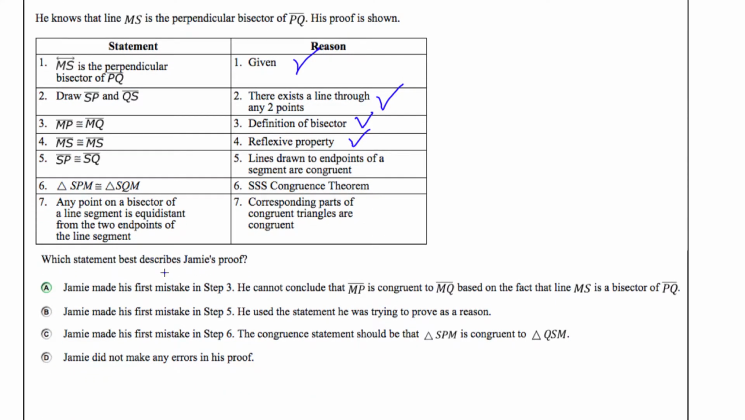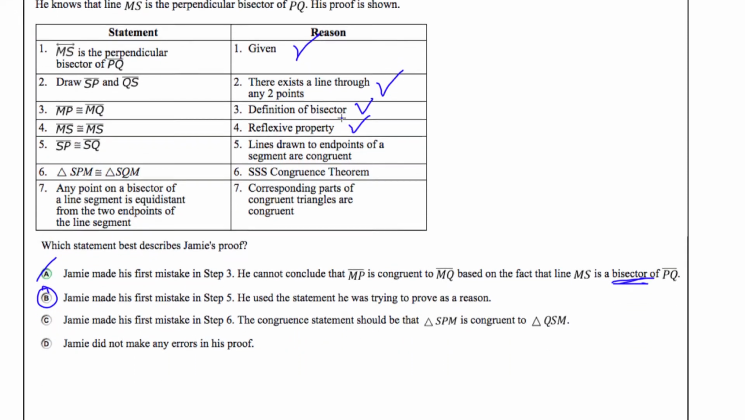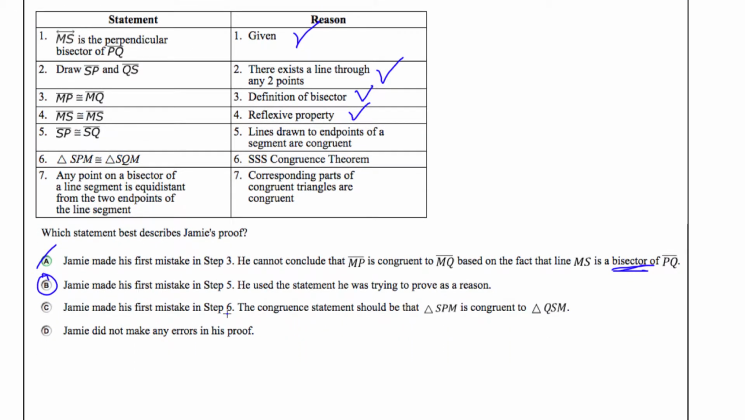All right, which of these statements best describe his proof? He made his first mistake on step 3. He cannot conclude MP and MQ. No, you're allowed to do that. That's what the perpendicular bisector means. If it cuts in half, those are two equal halves. His first mistake on step 5, he used a statement he was trying to prove as a reason. Yeah, that's kind of what I was feeling too. You can't just say that they're congruent because you're assuming the thing that you're already trying to prove. I'm going to go with B, and Jamie made his first mistake in step 6.